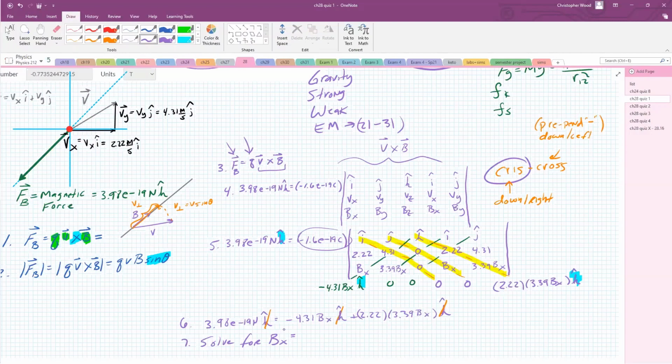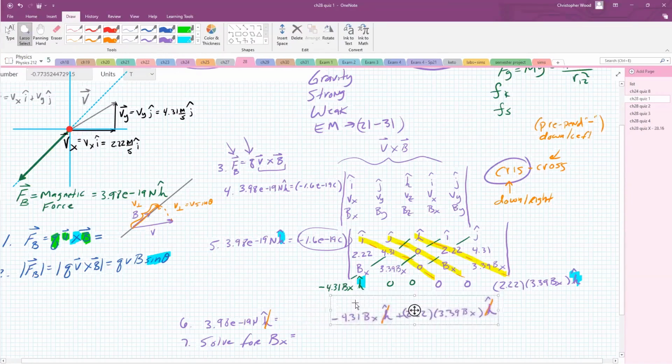Oh, I forgot one thing. I forgot to multiply by charge. Okay, so I'm just going to move this a little bit out of the way over here, because all of this was multiplied by my charge. So square bracket, and this charge was negative 1.6 E minus 19th coulombs.